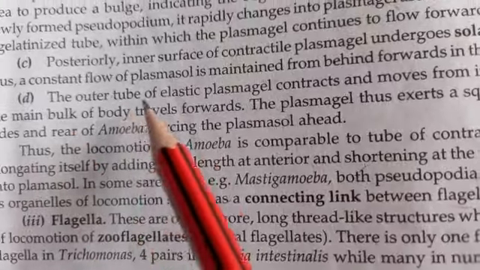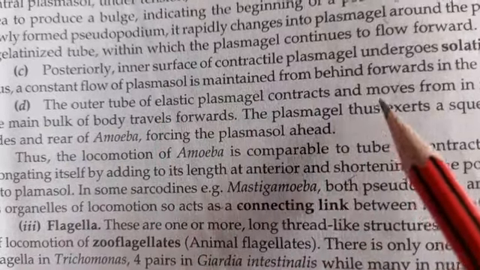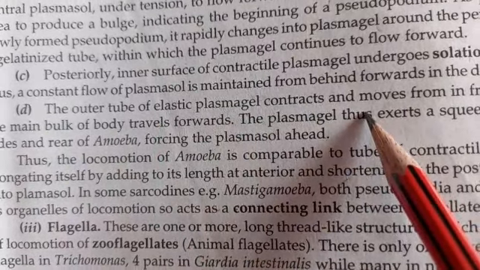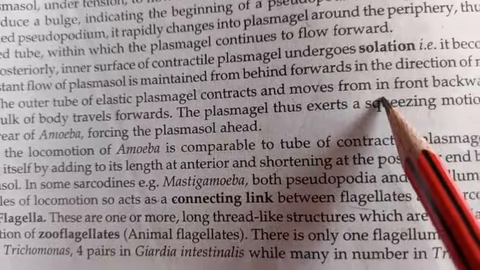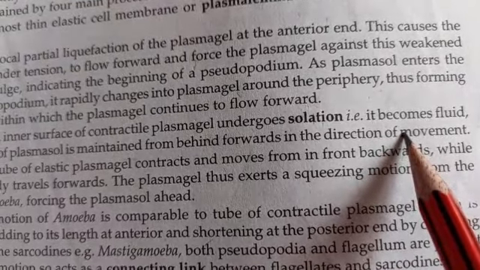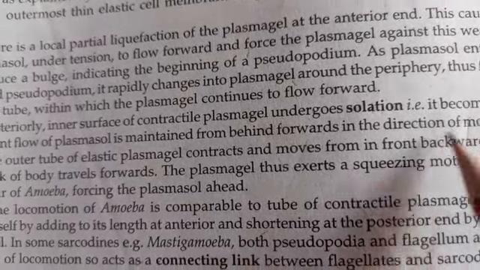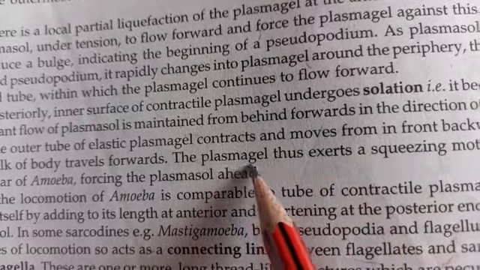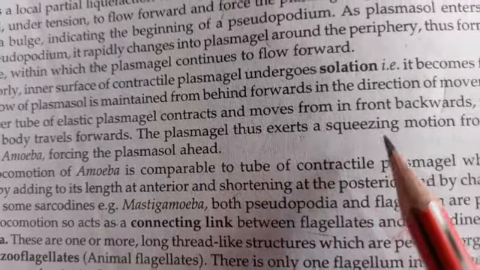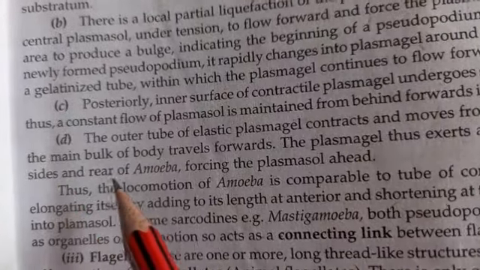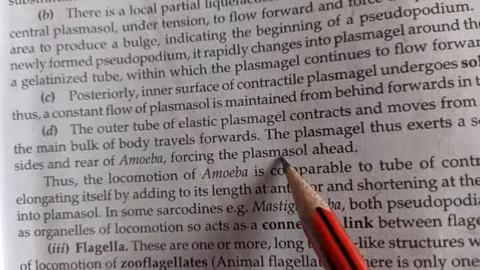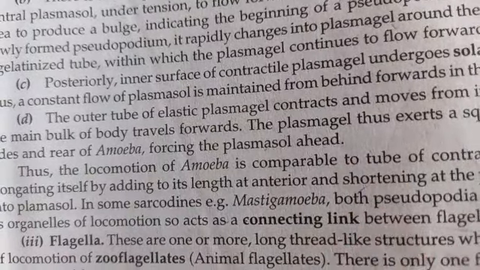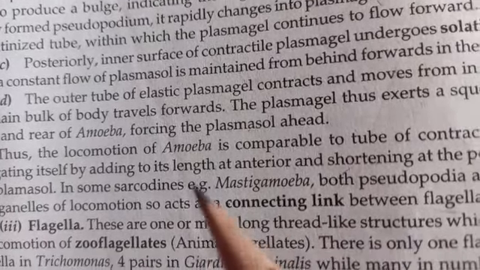So thus the outer tube of the elastic plasma gel contracts. So the outer tube is contracting and moves from front backward. As it reaches forward, it moves from front backwards, in the direction of the movement. So this is actually the process, and we see that the plasma gel thus exerts a squeezing motion from the sides and rear of the amoeba, forcing the plasma sol to move ahead. So this is the type of locomotion which is found in amoeba.